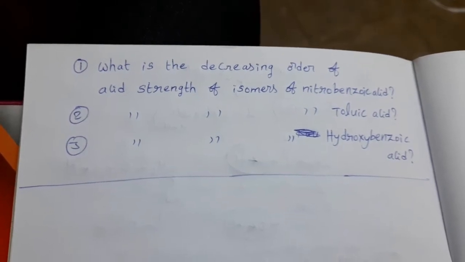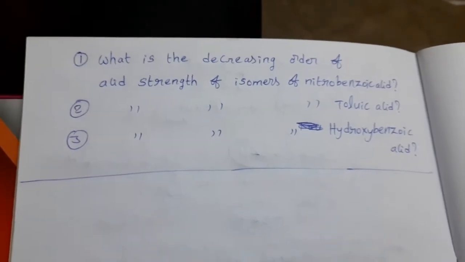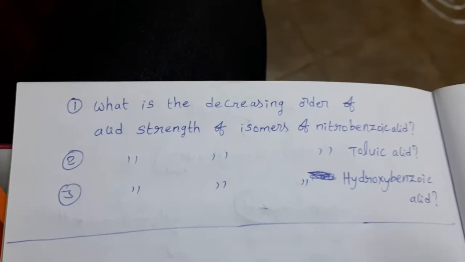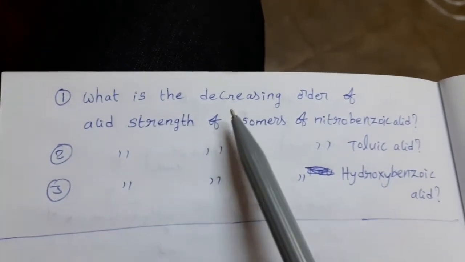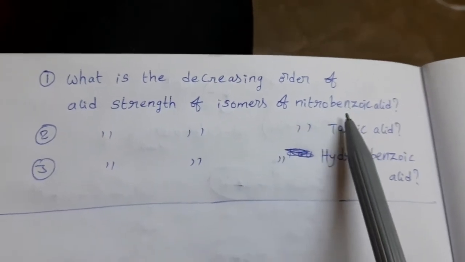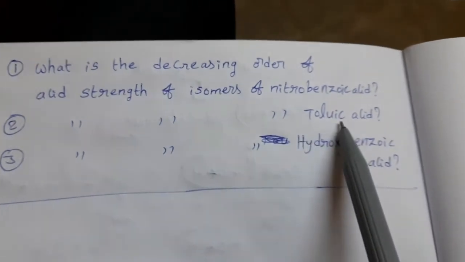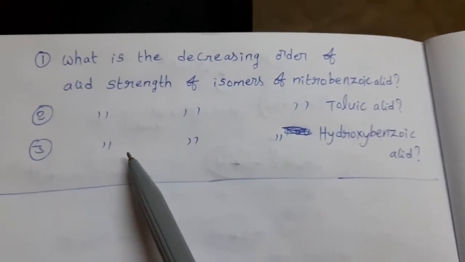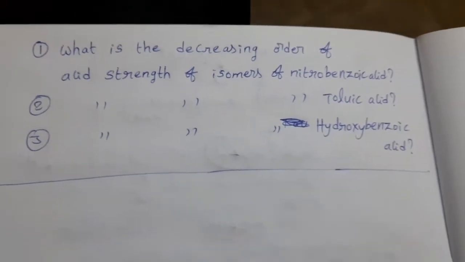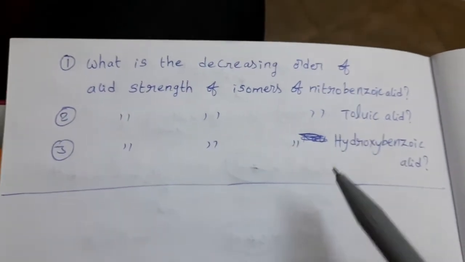In last class, we started acid strength of aliphatic acids. Now see the continuation. In today's class, we will get the answers for these questions. First one, what is the decreasing order of acid strength of isomers of nitrobenzoic acid? Decreasing order of acid strength of isomers of toluic acid. Decreasing order of acid strength of isomers of hydroxybenzoic acid. So before going to completion of this class, you can get answers for these questions.